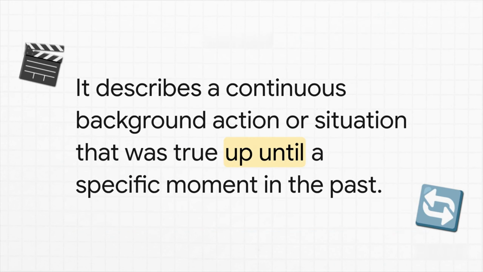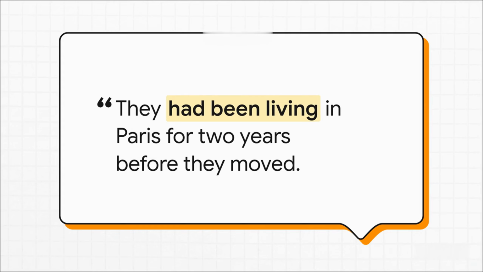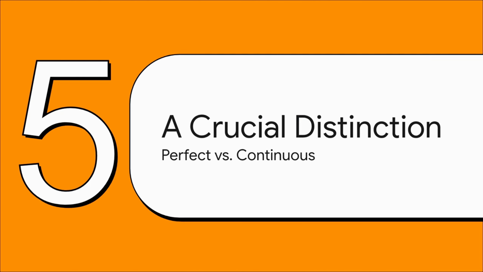And finally, we use it to describe some kind of background action or a situation that was ongoing, right up until a specific point in the past when something else happened and changed things. Here, had been living describes this continuous state. It's setting the scene for us. This was their life, this was their ongoing reality, right up to the moment that reality changed, when they decided to move.